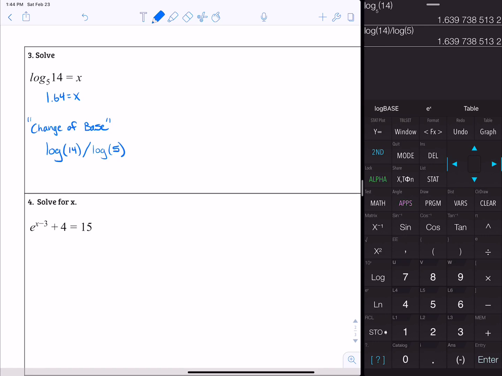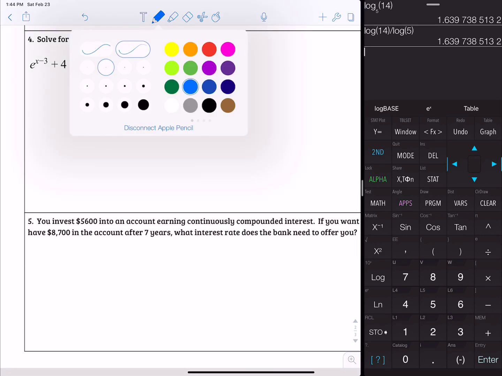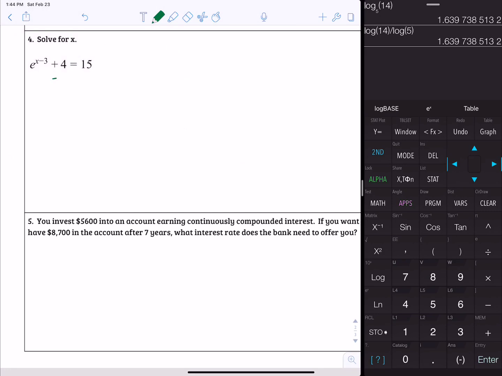All right, so let's look at number 4. We have e to the x minus 3 power plus 4 equals 15. So the first thing I would do is subtract the 4 to get the e to the x minus 3 power. It's like the exponential part by itself. And that would equal, not 19, 11. Let me make that look a little better. Okay, and then you could take natural log and rewrite it. So let me start from natural log base e of 11 is equal to x minus 3.